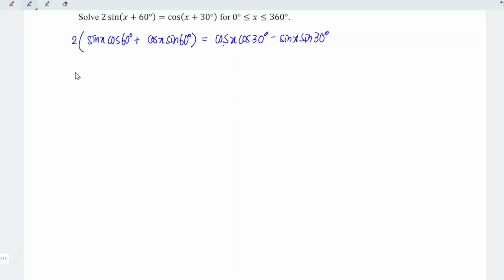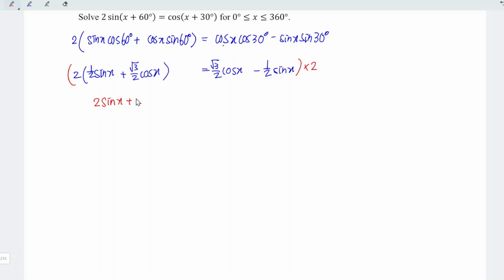Let's evaluate. We have 2 times (sine x times 1/2, cos 60 degree, plus cos x times √3/2, sine 60 degree), and this is equal to cos x times √3/2, cos 30 degree, minus sine x times 1/2, sine 30 degree. We can now multiply the entire equation by 2. So we have 2 times 2 divided by 2, which is 2, so 2 sine x plus 2√3 cos x is equal to 2 divided by 2, which is 1.